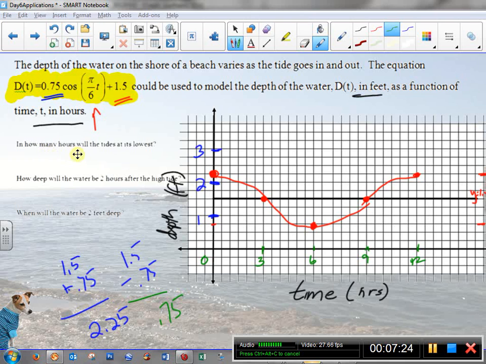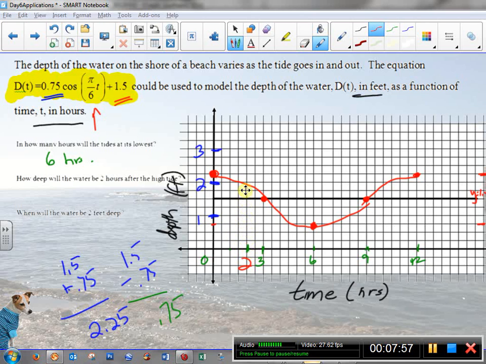It says, in how many hours will the tide be at its lowest? Well, you can see from the curve here, the absolute minimum of this curve is going to be after 6 hours. So I want to be sure to label 6 hours, and that should make sense to you. How deep will the water be 2 hours after high tide? Well, high tide is obviously here, and that's a 0 starting point. So we're going to start at 0 and go 1 hour, 2 hours. So the question is, how high is that curve when I'm at 2 hours?